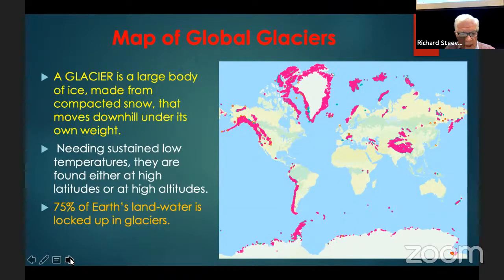And the other point at the bottom is that 75% of the Earth's land water is locked up in glaciers. By land water, we mean fresh water, but fresh water over land rather than in the clouds. So that's a lot of fresh water locked up in glaciers. And that has happened over the history of the Earth during the cooler phases and the warmer phases. What's special now, of course, is that we've got a very rapidly warming phase, but the speed of it is quite startling. So that's the point about that slide.